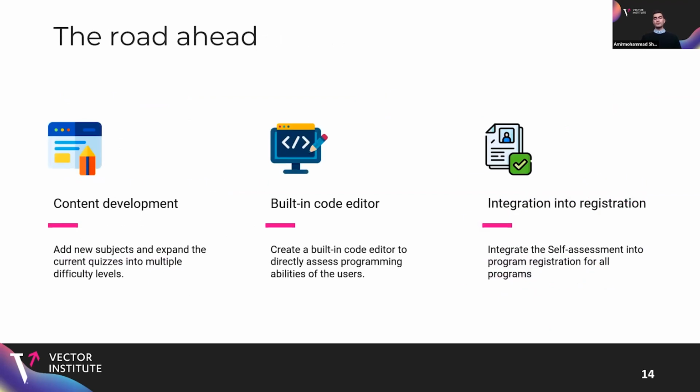And in terms of the future works, we are looking to complete our content. We are trying to add new subjects. We would also like to expand the current quizzes that we have into different levels of difficulties. We also want to add a built-in code editor. As of now, we are still relying on Colab and Jupyter Notebook for our programming questions, but we would like to add a built-in code editor within the website so that people can start writing the code without leaving the website. And also we are planning to integrate this into all of the programs that Vector has.